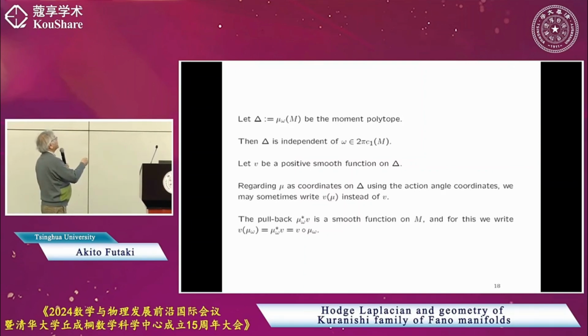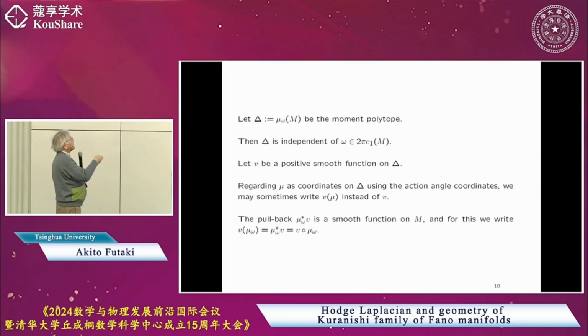But let delta be the moment map image, which is a moment polytope. And then this delta is independent of the choice of omega. Why is this?